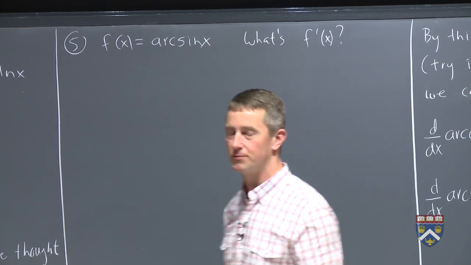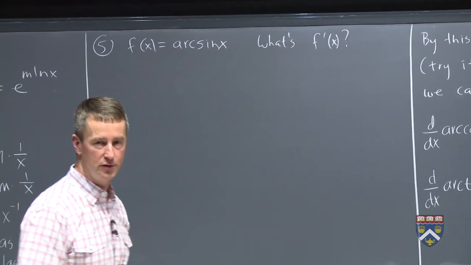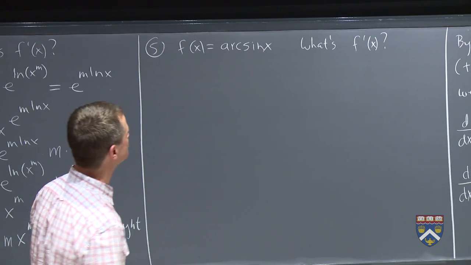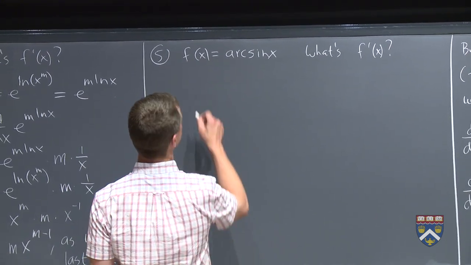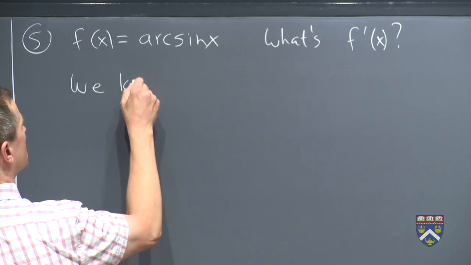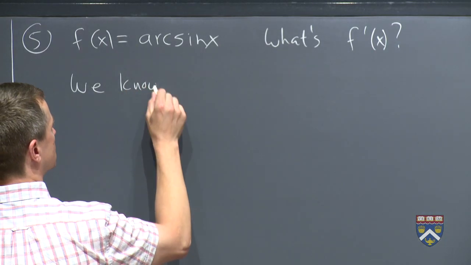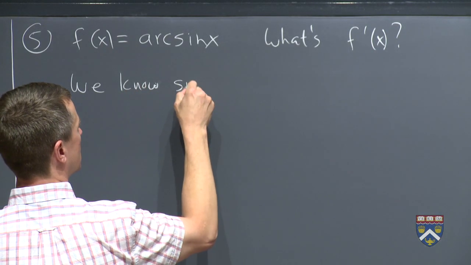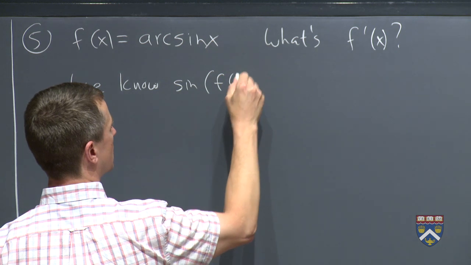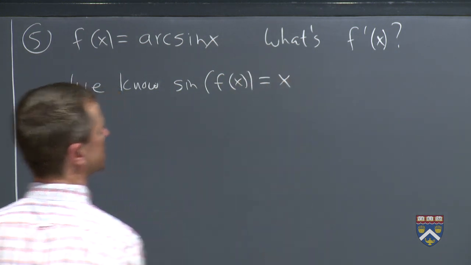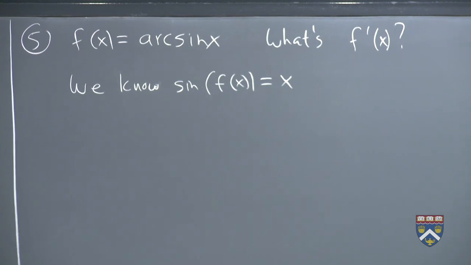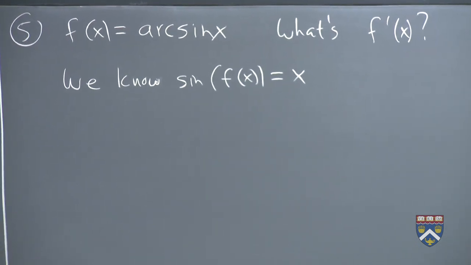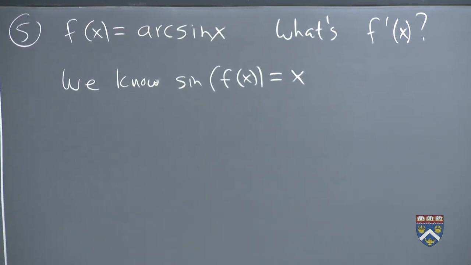And then we'll leave it to you to do arc cosine and arc tangent on your own if you want. We'll tell you what the answer should be. So f of x is arc sine of x. We know that sine of f of x should just be x, right? If you take the sine of the arc sine of x, they should undo each other and you should get x. So we can take the derivative of each side, just as we did before.